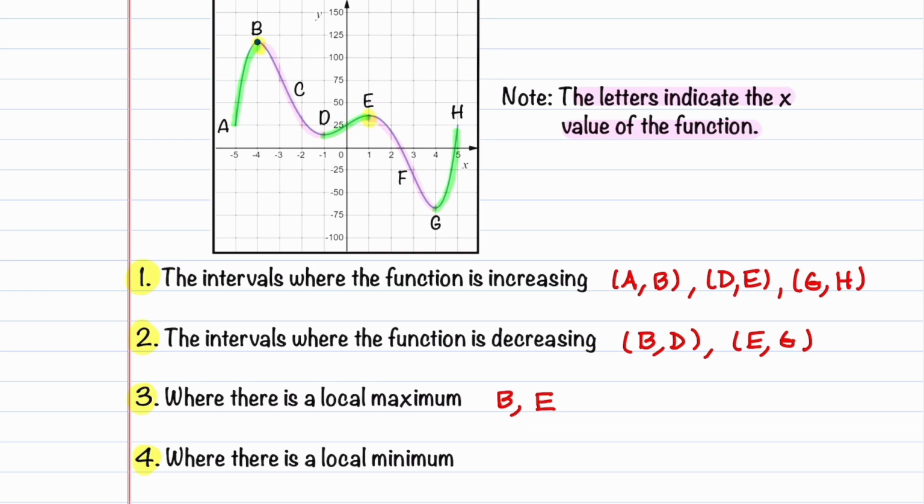A local minimum is a point where the function reaches a low point and occurs where the function changes from decreasing to increasing. In our graph, this happens at point D and at point G. We'll write that down. We're going to write down D and then G.